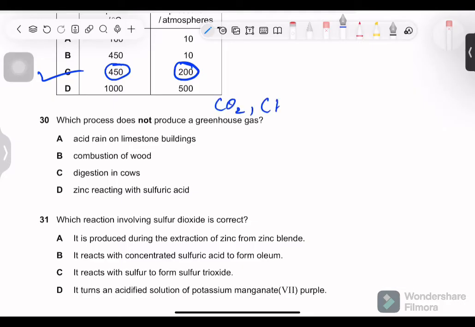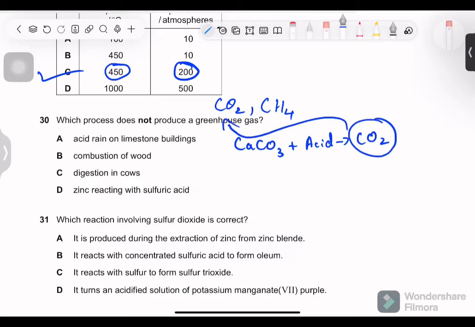Which process does not produce a greenhouse gas? CO2 and CH4 are examples of greenhouse gases. Acid rain on limestone buildings: any acid, when it reacts with a carbonate salt, produces carbon dioxide, which is a greenhouse gas. Combustion of wood produces carbon dioxide and water.